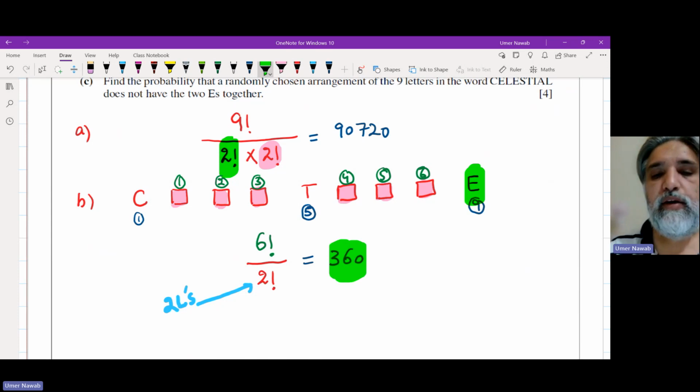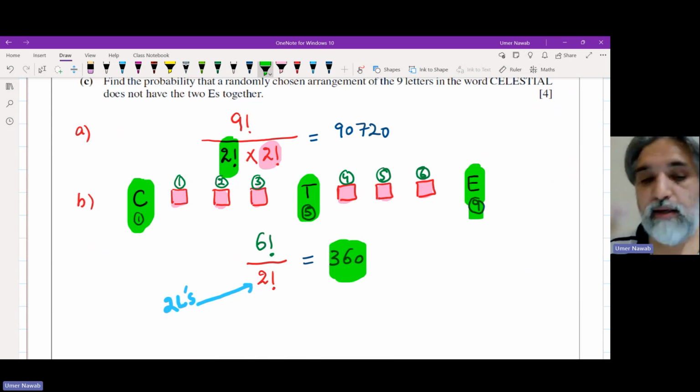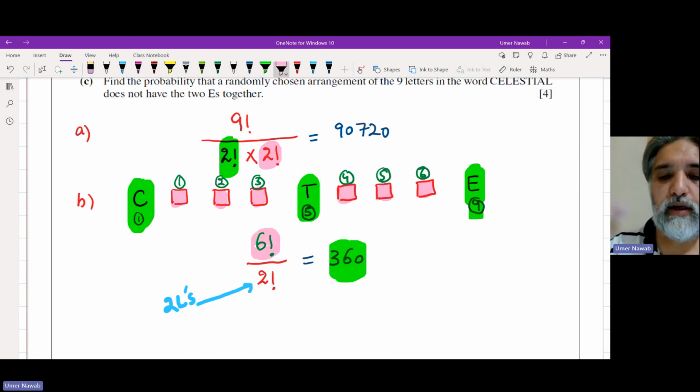So 360 ways in which the position of C at the first, T at the fifth, and E at the ninth place fixed. Don't change them. Only the variability will be seen in 1, 2, 3, 4, 5, 6 positions, which are shaded by me as pink. And there are 6. We can do them in 6 factorials, but among these 6 factorials, 2 L's are there. So I have to divide with 2 factorial. I hope it is clear to you.